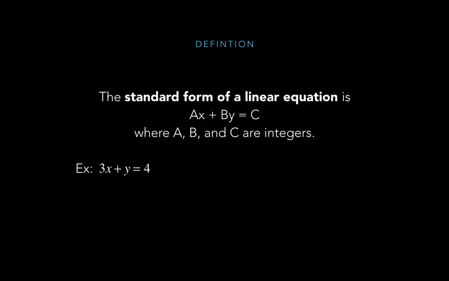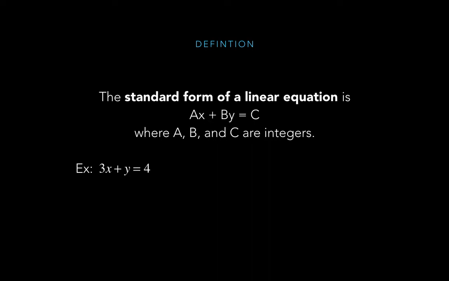Standard form of a linear equation will always look like ax plus by equals c. And there's a specification here. A, b, and c are integers, meaning they are 1, 2, 3, 4, -1, -2, -3, -4. In our example, we have the standard form of a linear equation, and it's 3x plus y equals 4.